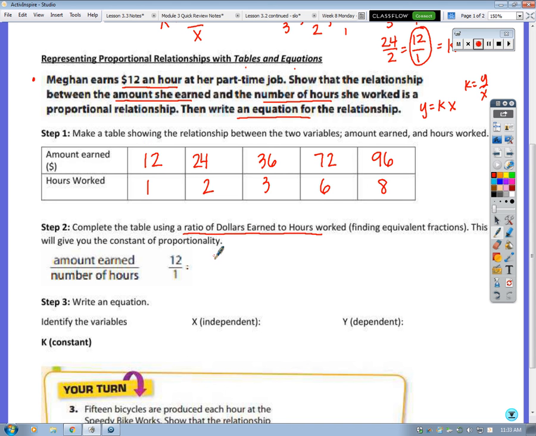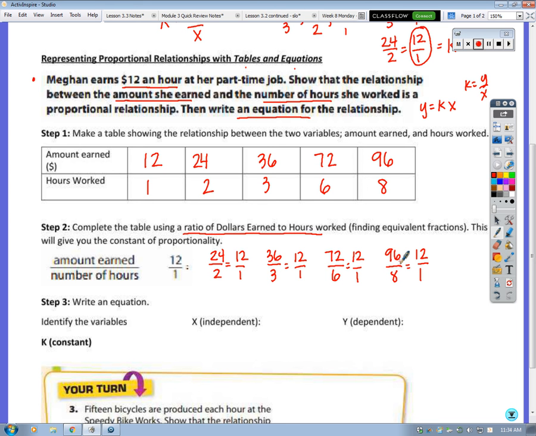So I'm going to go ahead and look at 24 in 2 hours. That simplifies down to $12 in 1 hour, so that is constant. Let's look at 36 in 3. Again, that simplifies down to $12 in 1 hour. And again, $72 in 6 hours, that simplifies down to $12 per hour. And my last one here, $96 in 8 hours. Again, that would simplify down to that rate of $12 per 1 hour. For 8 hours, that gives you $96.